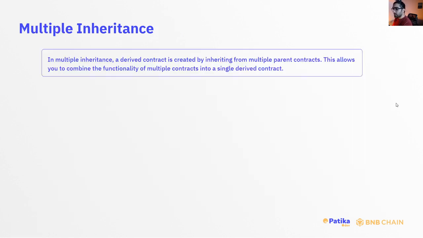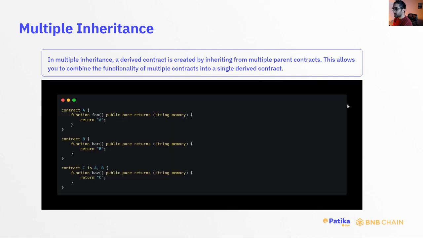All right. Multiple inheritance. In multiple inheritance, a derived contract is created by inheriting from multiple parent contracts. This allows you to combine the functionality of multiple contracts into a single derived contract. So let us see the syntax here. We are basically having two different contracts here, and we can just inherit these contracts from other contracts at the same time. And here is the logic. We still use the is keyword. Then by comma we can use as many contracts as we want.